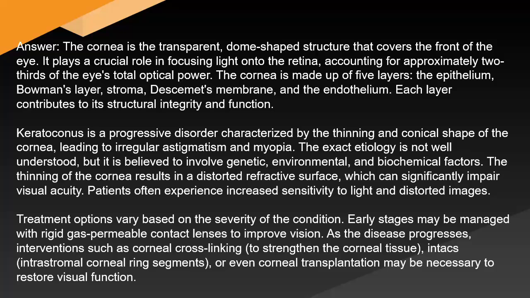Treatment options vary based on the severity of the condition. Early stages may be managed with rigid gas-permeable contact lenses to improve vision. As the disease progresses, interventions such as corneal cross-linking to strengthen the corneal tissue, intrastromal corneal ring segments, or even corneal transplantation may be necessary to restore visual function.